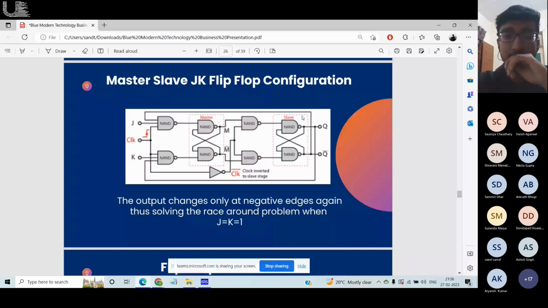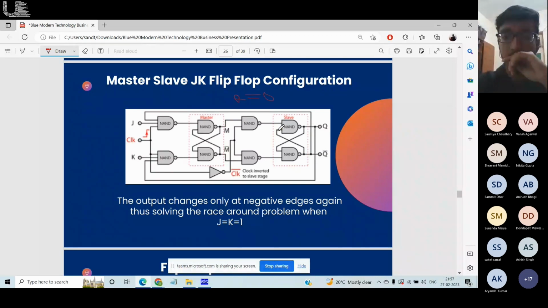Q bar is fed to J and Q is fed to K. If you notice, these are two JK flip flops just connected together. The output of this feeds into this, and everything else is the same as a latch. Now the easiest way to analyze this: let's imagine J and K is 1, and let my initial state be Q equal to 0. And Q bar is 1, obviously.